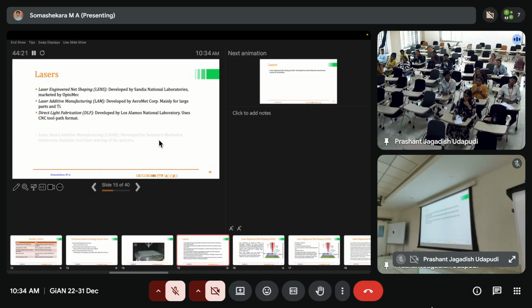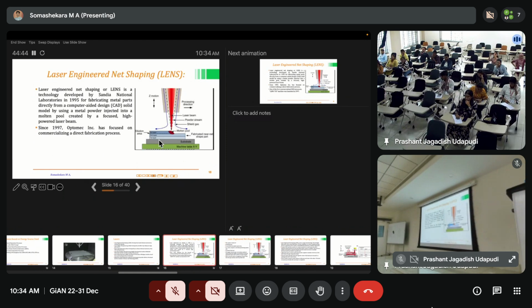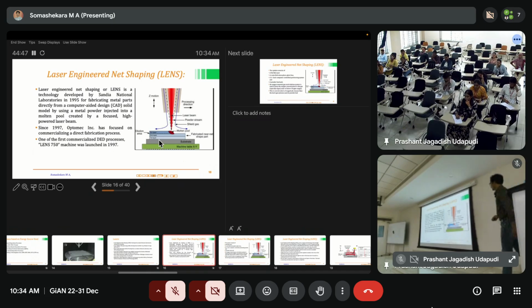Okay, so as I said, there are a few more variants which were developed. These technologies were developed in the 80s and 90s, and some in the 2000s, but you'll find a lot of recent advancements. Initially this technology started at Sandia National Lab. Now they have a feedback system where it can correct the height, and if there is any defect, you can adjust it automatically.